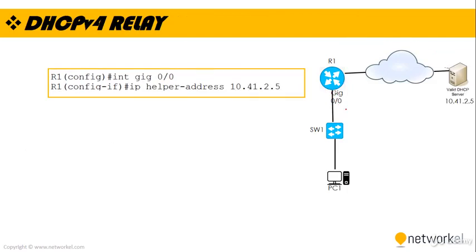The most common use of a router for DHCP services is the DHCP relay. In DHCP relay, the router forwards DHCP broadcast packets to the DHCP server, which is also known as the helper. For example, if PC1 makes a DHCP request, router 1 will forward these packets to the valid DHCP server, which is 10.41.1.25 for this example.